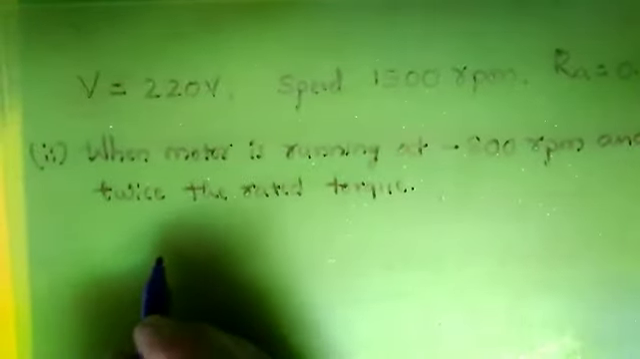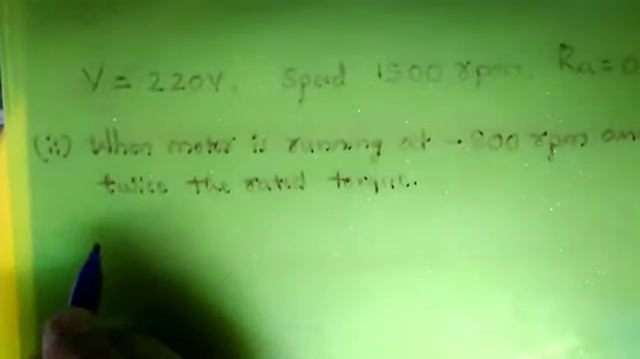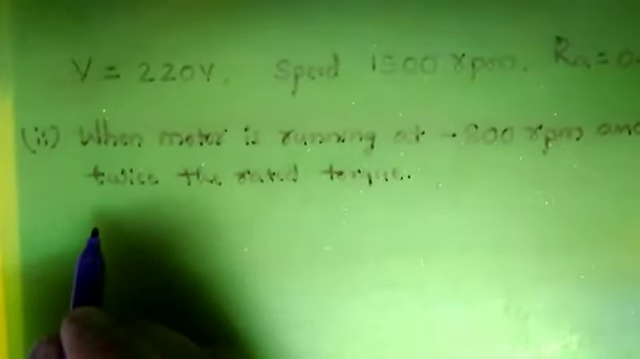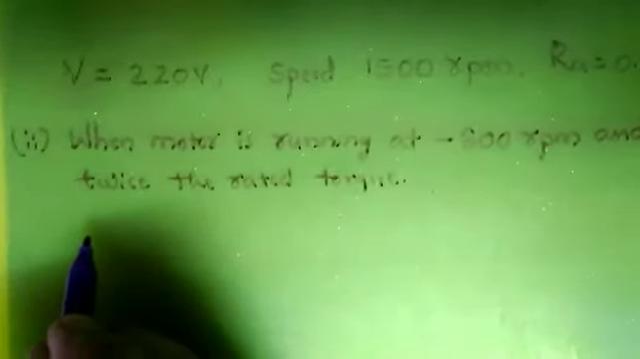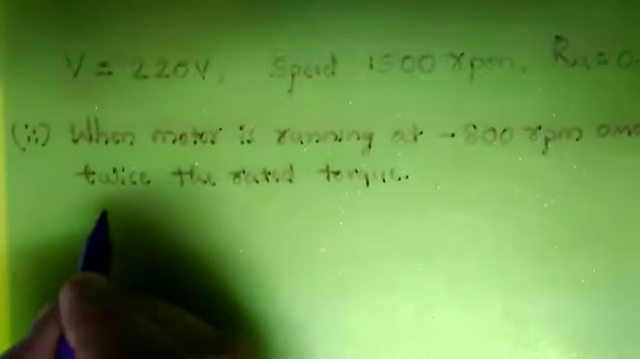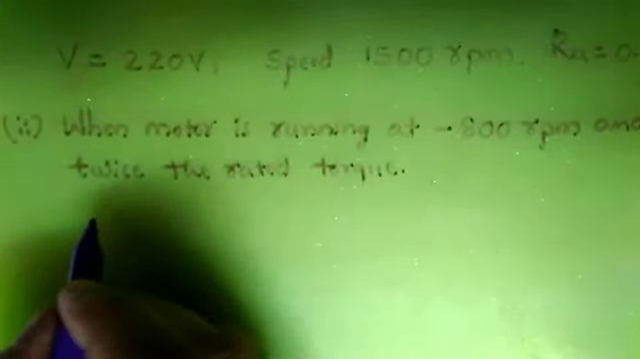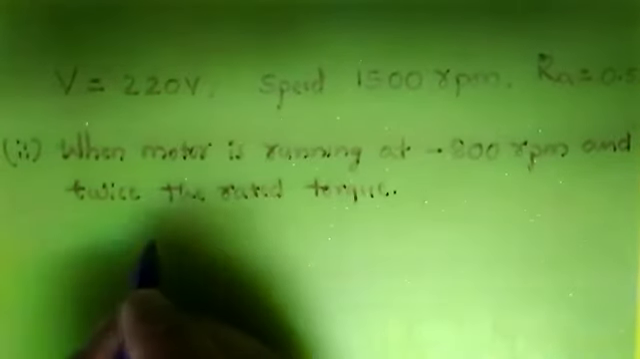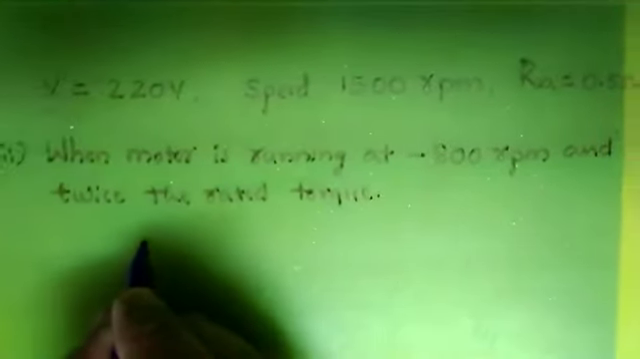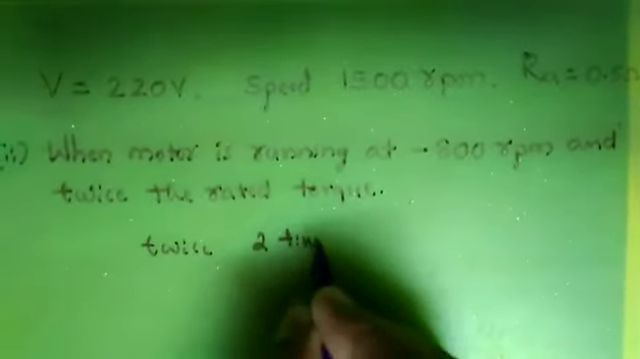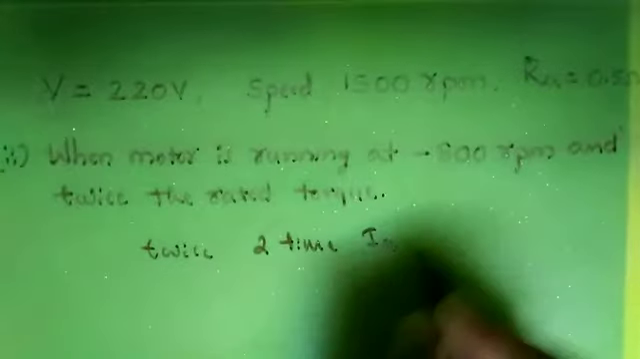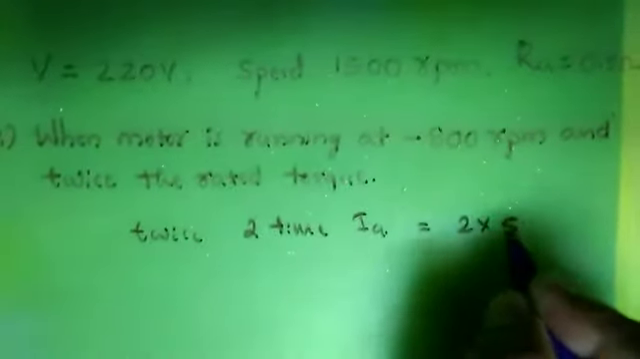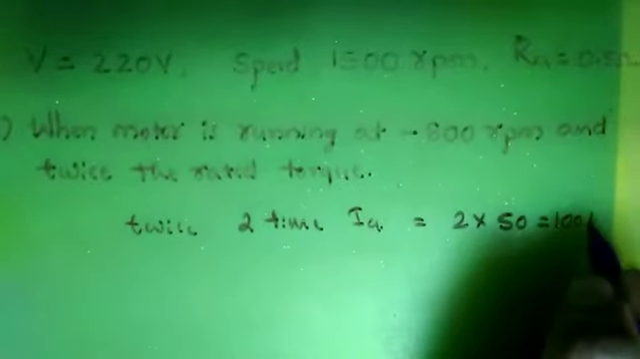It means what? Earlier also I have explained that the armature current is directly proportional to the torque. So here twice means we have to take 2 times. The armature current is given as 50 amps, so twice the armature current is 2 into 50, which is 100 amps.